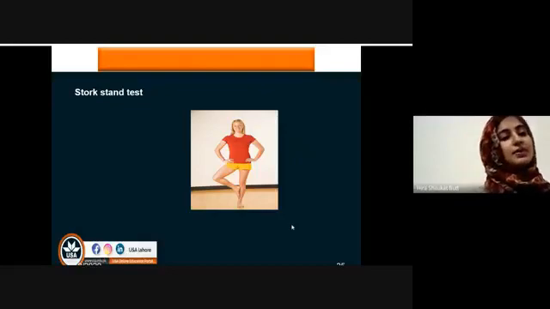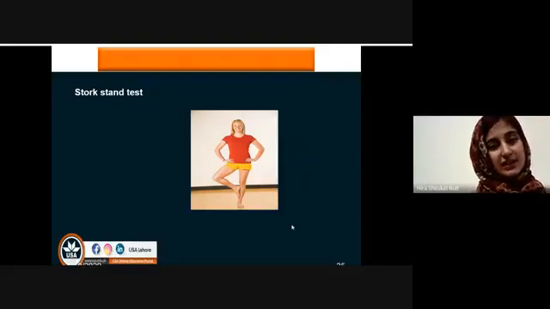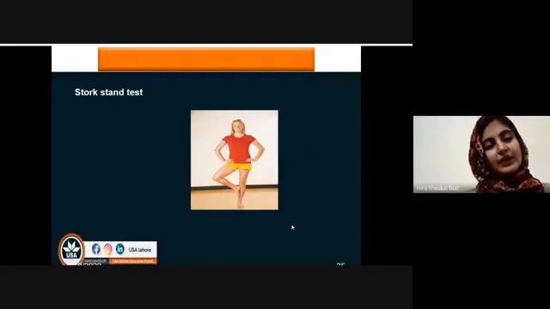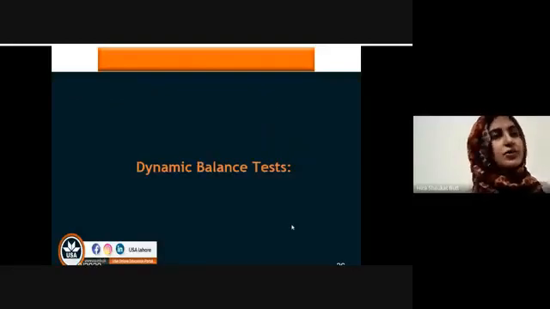This is again a very simple test in which we can assess the static balance of the body. In the stork stand test, we ask them to stand on a single leg with the other leg placed on the medial side of the knee, like in this position she's standing, with both hands resting on the iliac crest. If you want to make this test complicated, you can ask them to close their eyes and maintain the position for 30 seconds or up to 1 minute.